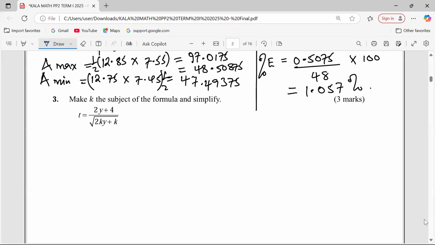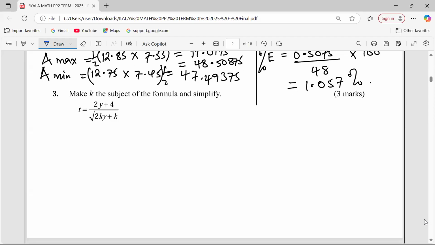Good. Number 3 now. Make k the subject of the formula and simplify. So we can see a square root sign somewhere, so we can square everything. When we square everything, t squared equals 2y plus 4. This one also has to be squared. Then we divide by, now, after squaring everything, the square root sign disappeared from the denominator, 2ky plus k. Remember, we are making k the subject.